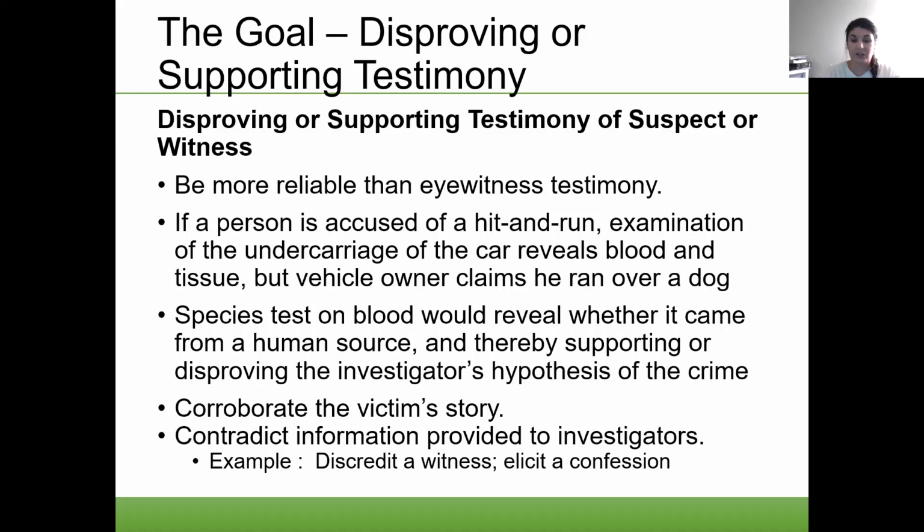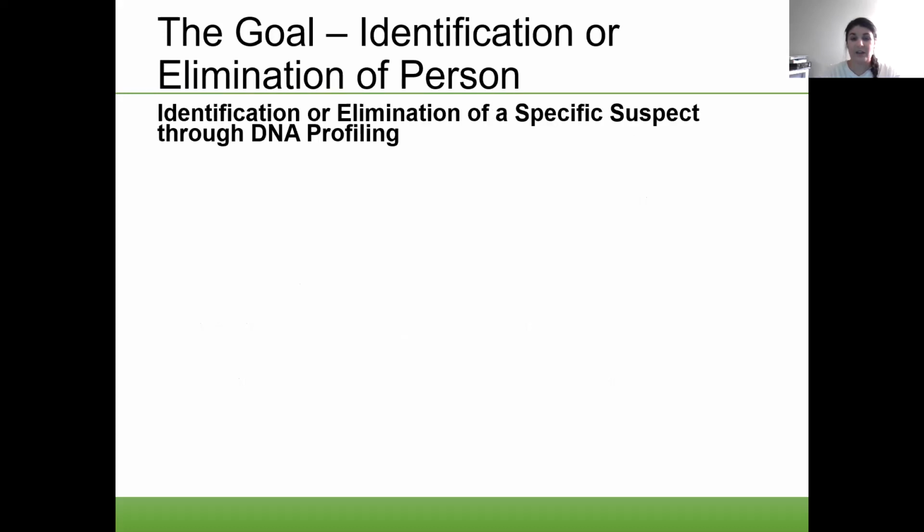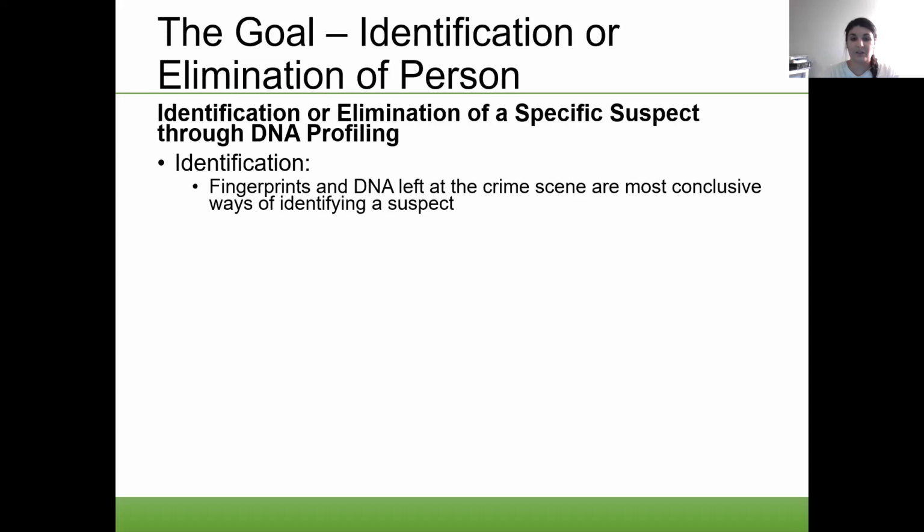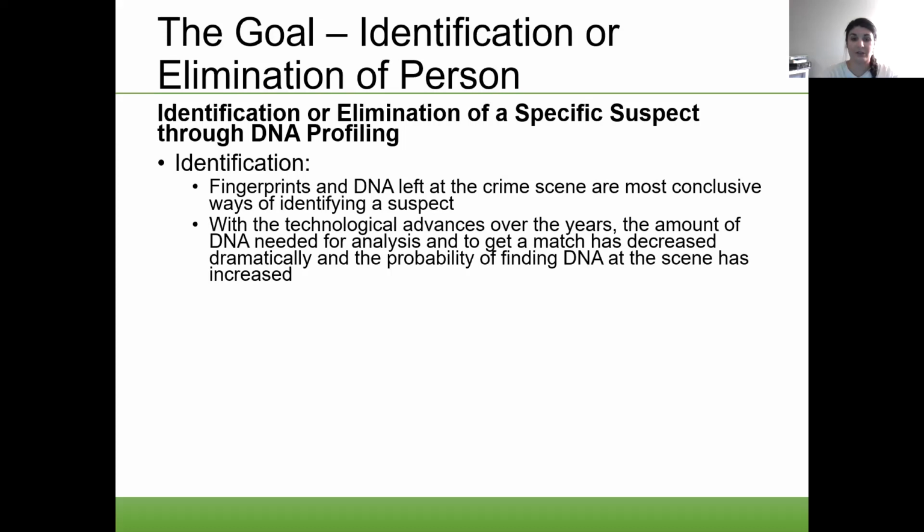So you can also contradict the information provided to investigators. You can discredit a witness and elicit a confession. Identification or elimination of a specific suspect through DNA profiling. Identification: fingerprints and DNA left at the crime scene are the most conclusive ways of identifying a suspect because they're individual characteristics of that person and they are unique to that person.